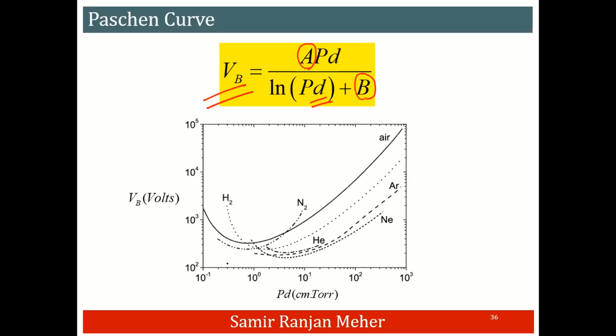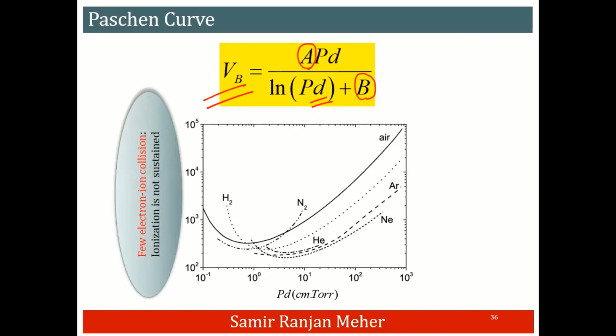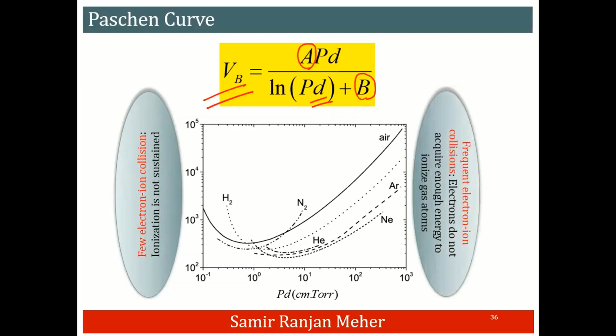Here we can see that at low pressure, the breakdown voltage is very high. At high pressure also, the breakdown voltage is very high. So at low pressure, what happens? The number of electron-ion collisions is very, very small, and the small ionization is not able to sustain the plasma. On the other extreme, at high pressure, the number of electron-ion collisions is very high, so the electron cannot acquire sufficient energy.